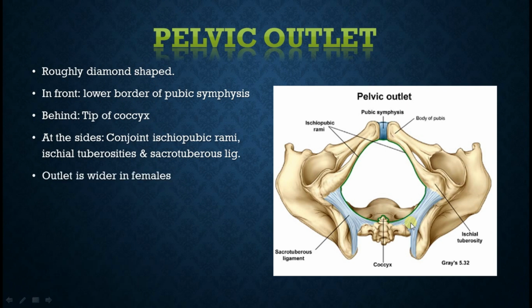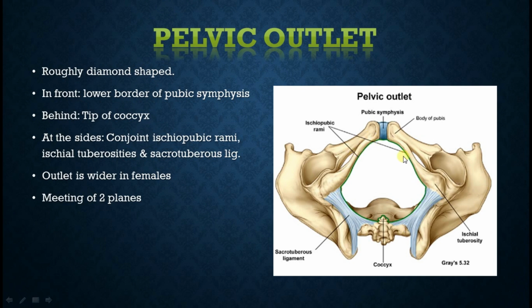Near to the outlet, again, the outlet is wide in females because of the wide subpubic angle, which is 80 to 90 degrees in case of females, whereas in males it is around 50 degrees, a narrow subpubic angle.